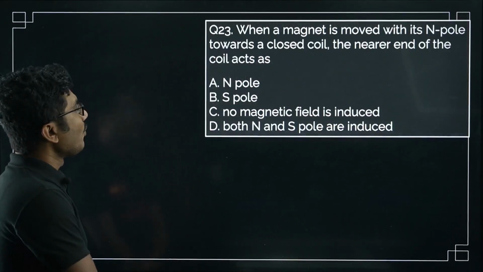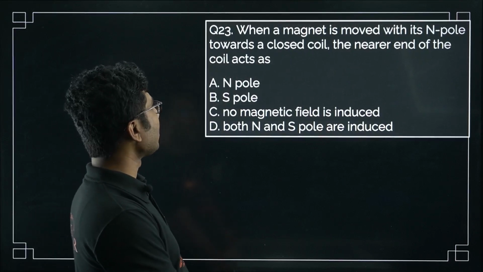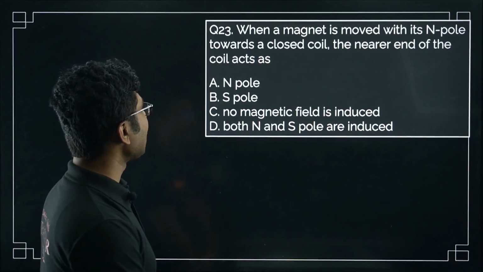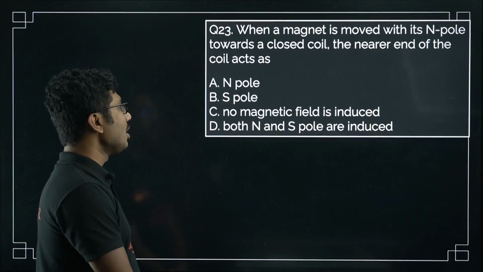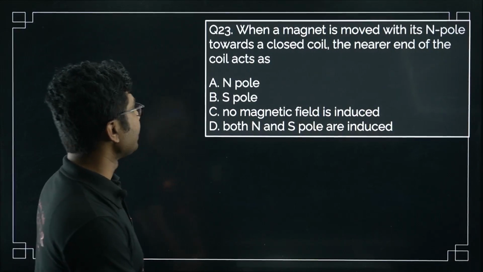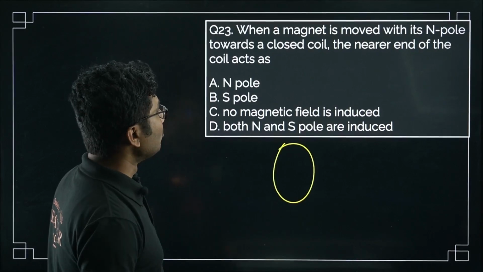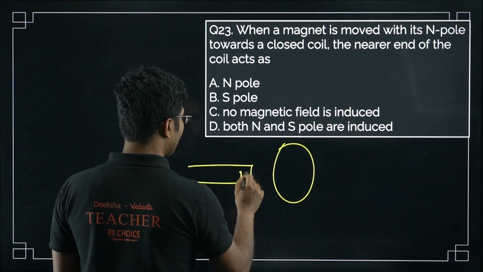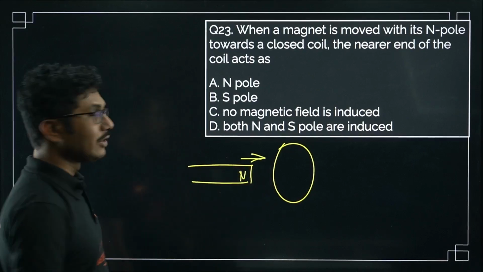Next question. When a magnet is moved with its north pole towards a closed coil, the near end of the coil acts as north pole, south pole, no magnetic field is induced, both north pole and south pole are induced. So a magnet is moved with its north pole towards a closed coil. Okay, it is moving towards a closed coil with north pole facing it.